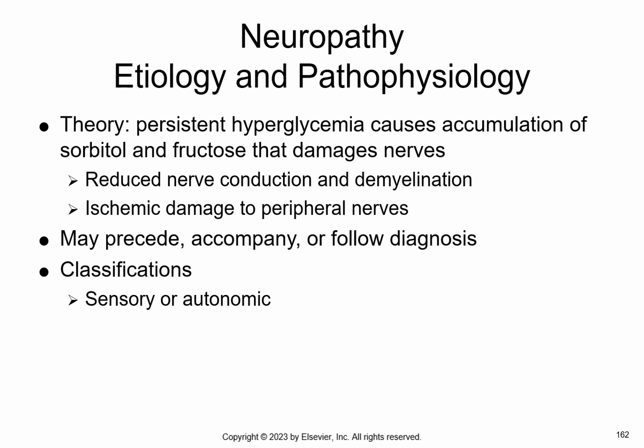The result is reduced nerve conduction and demyelination. Ischemic damage by chronic hyperglycemia in blood vessels that supply the peripheral nerves is implicated in developing diabetes-related neuropathy. Classifications are sensory and autonomic.